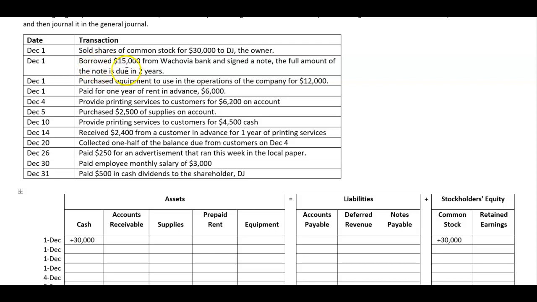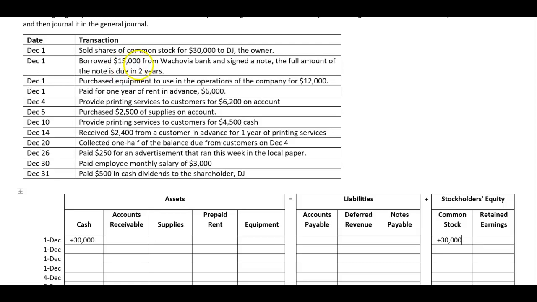Borrowing $15,000 from Wachovia Bank and signed a note. The full amount of the note is due in 2 years. So this is a 2-year note. We're going to pay it off 2 years from now. When we borrow money, this is very much like when you borrow money, what happens? Well, think about it. If you borrow funds, you receive what? Cash, right? Your cash is going to go up. So we're going to go and say, okay, our cash goes up.